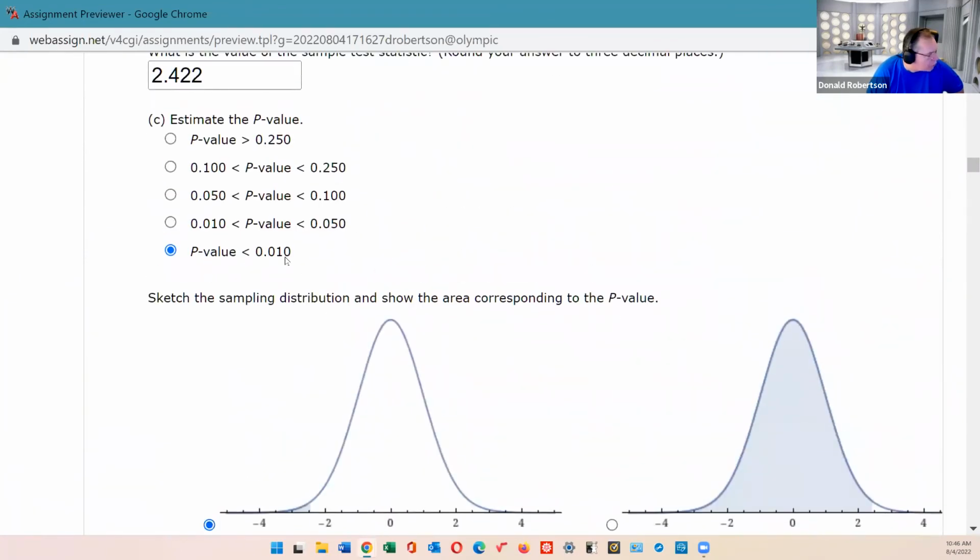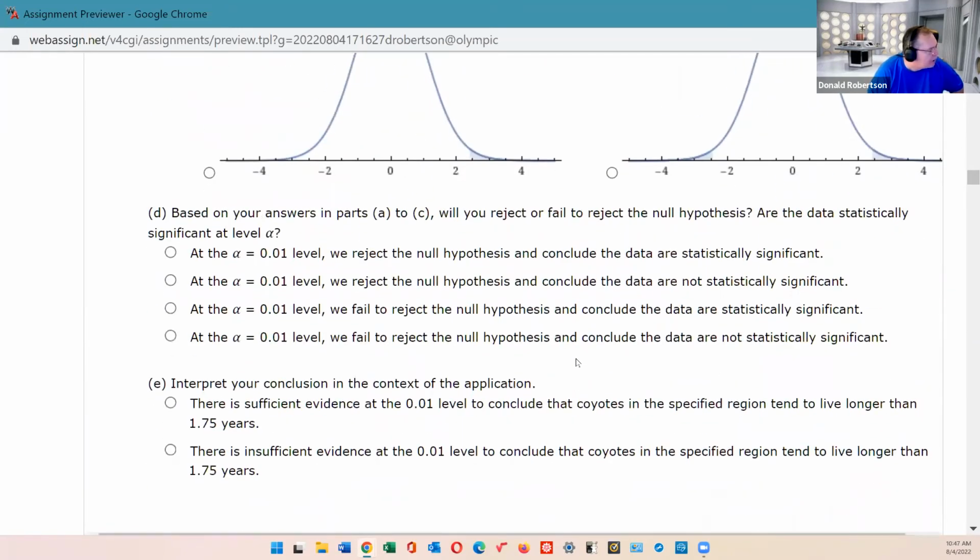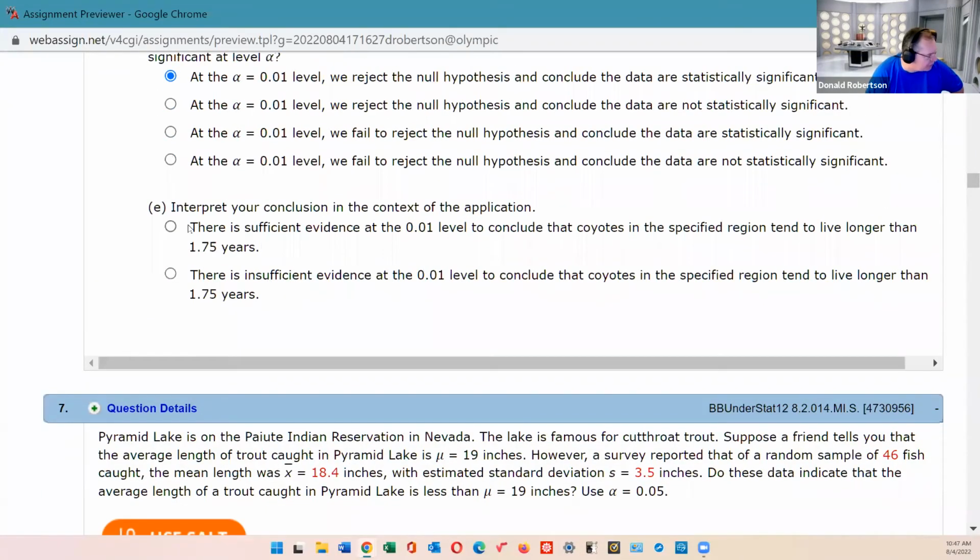The guy that we got is less than the significance level. That means we have a yes. Right? And in a yes, we reject it, and it's statistically significant. And if it's a yes, there is sufficient evidence that these wolves live longer than the other ones.